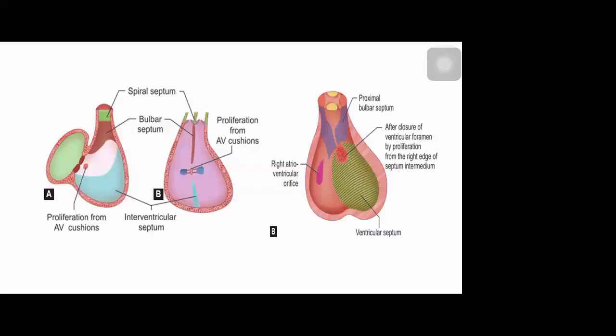Coming to this picture, there are different sections, the coronal section and the sagittal section, showing the muscular part of the interventricular septum, that is the blue portion. The brown portion is the bulbar septum, and they are growing towards each other. Ultimately, they will meet with each other with the help of the membranous part.